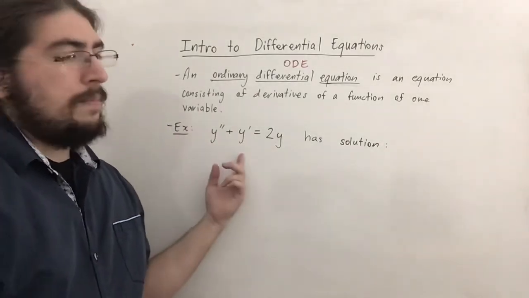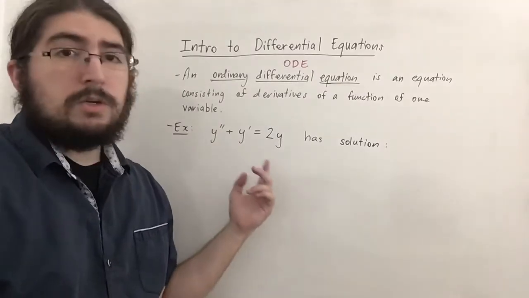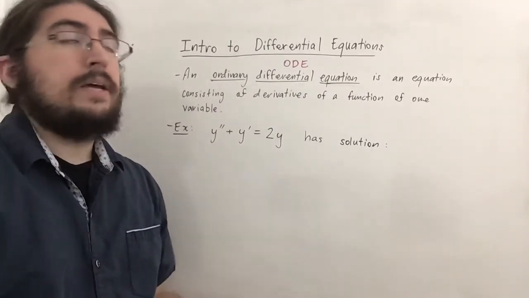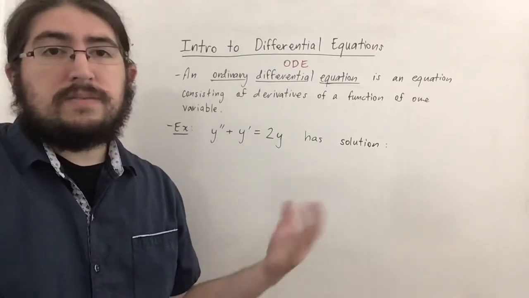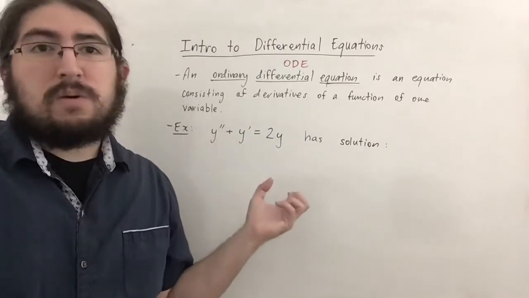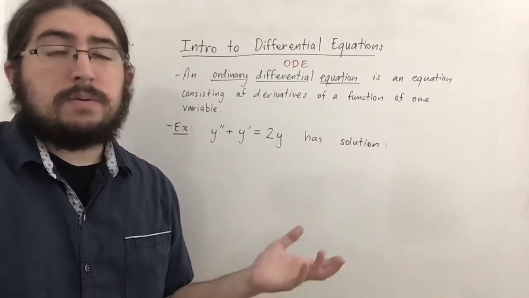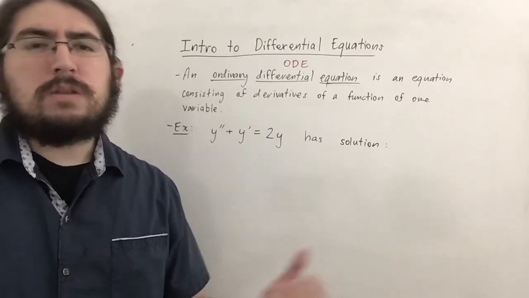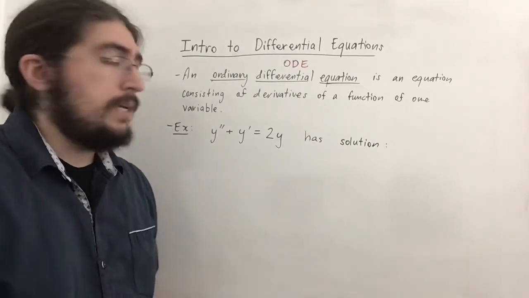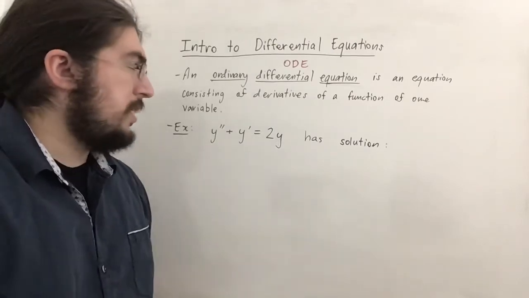We have y double prime plus y prime equals 2y. So notice this is an equation involving derivatives of the function y. So we're assuming y is a function of some other variable, let's say x. Now it doesn't say that anywhere, so it's up to us to determine what the variable is and what we want to call it. Usually we'll use y and x, but we could use x and t, for instance. x could be a function in terms of t, I should say.